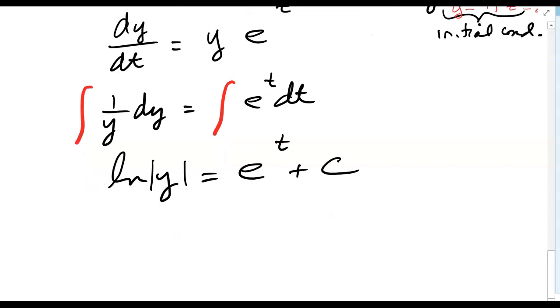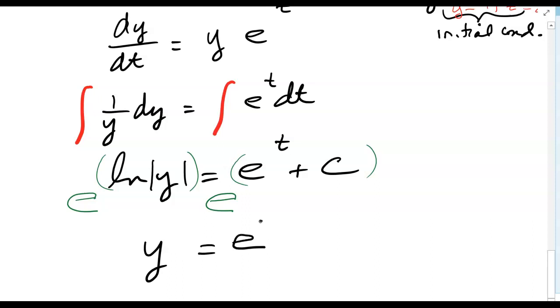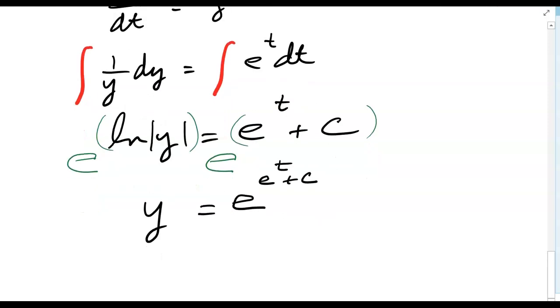We can solve for y. All of this gets raised up to e, and that has to get raised up to e. So e to the ln cancels away, and you're left with y, equals e to the t plus c.